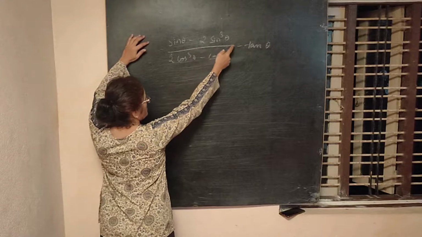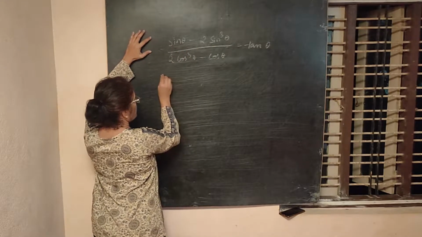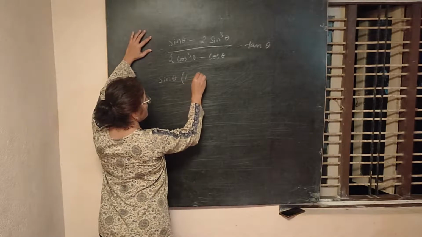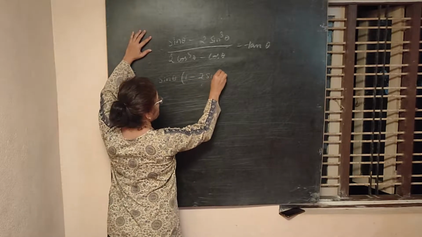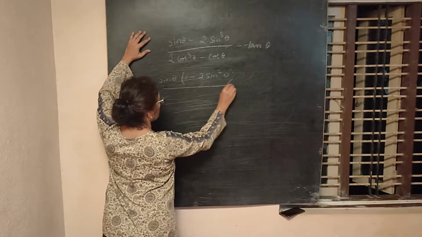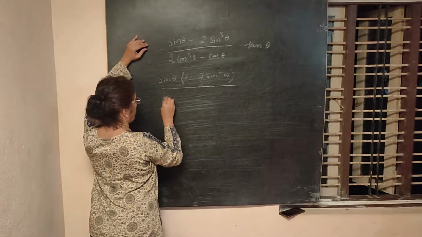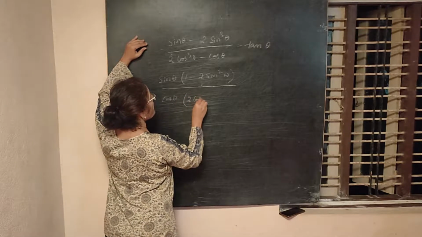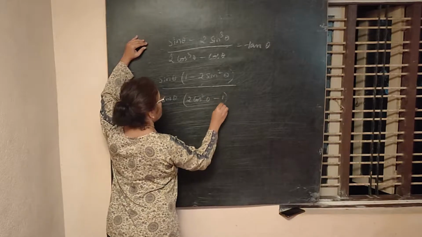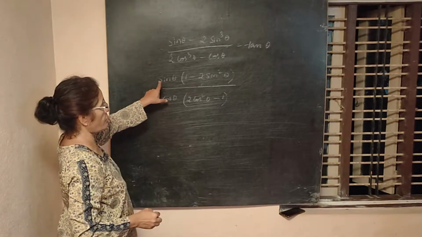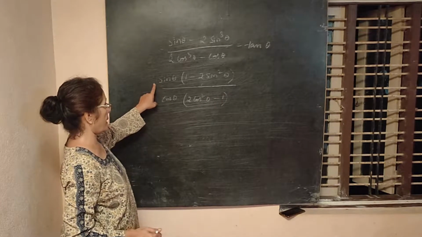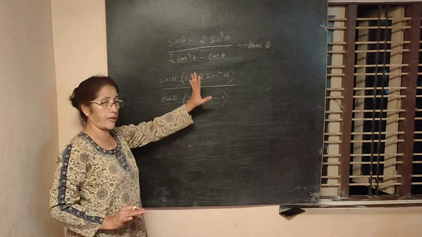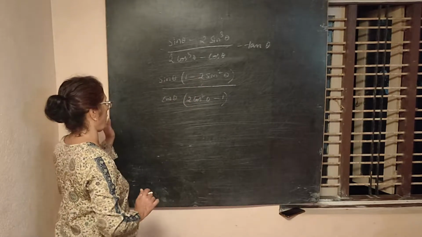Sin theta minus 2 sin cube theta. You know sin theta is common. Let me take out sin theta into 1 minus 2 sin square theta, divided by, sure, cos theta is common. Let me take out cos theta into 2 cos square theta minus 1. Whenever I look at this, I feel I got the answer. Sin theta by cos theta is tan theta, but I have to cancel this or I have to make it 1. How to make it?